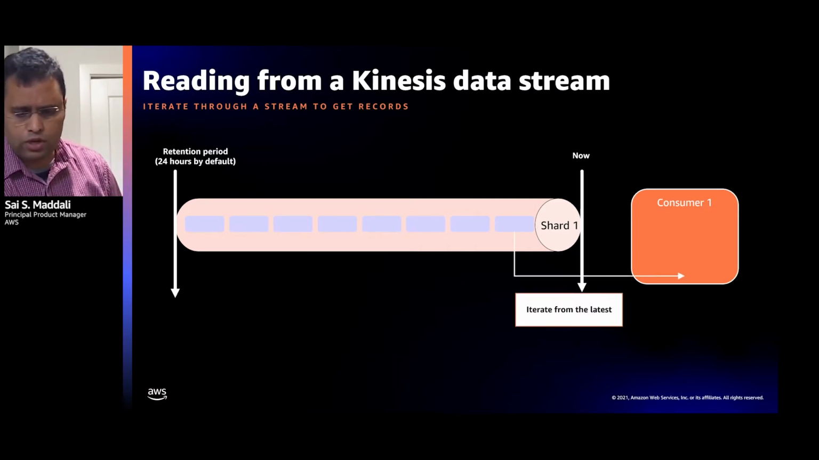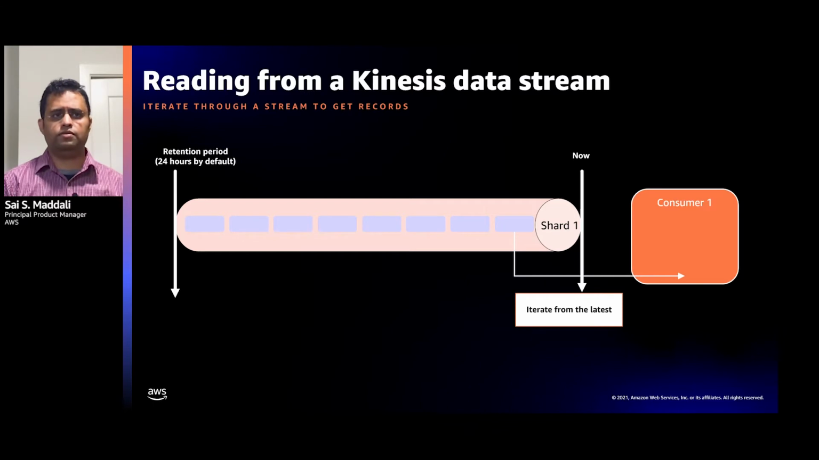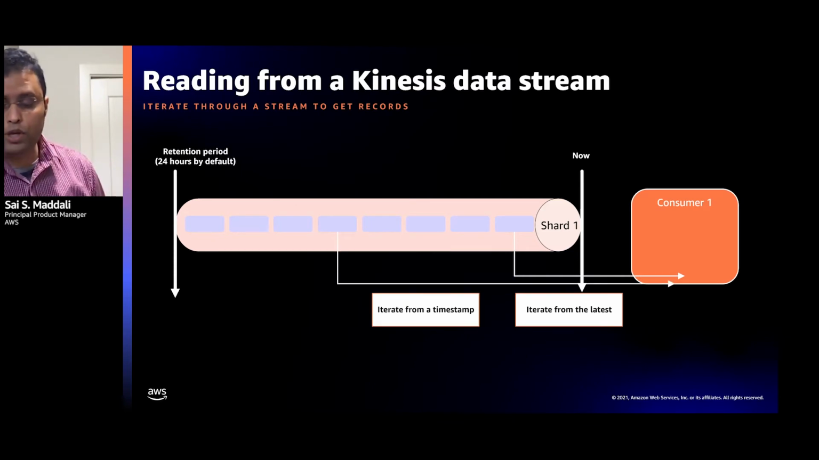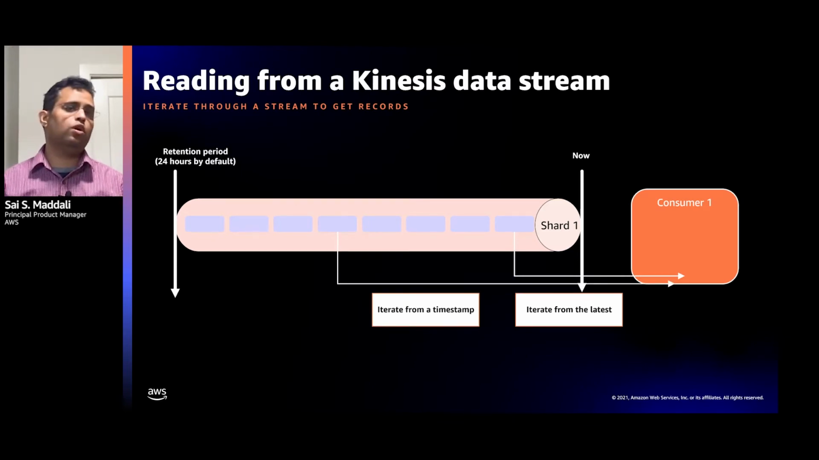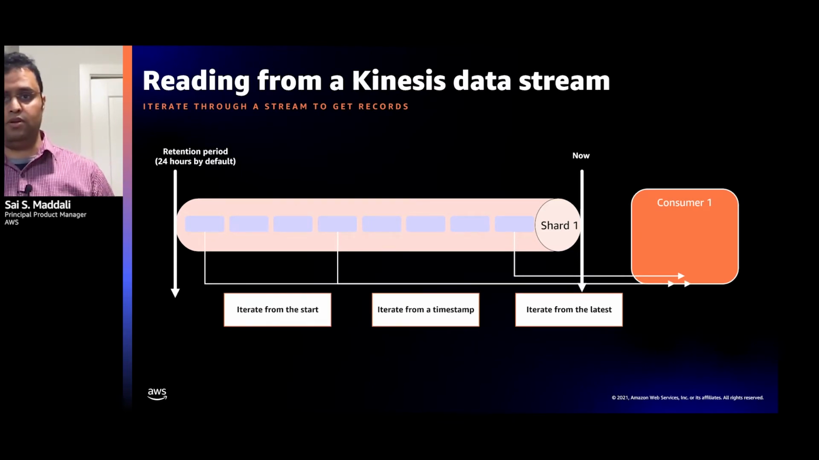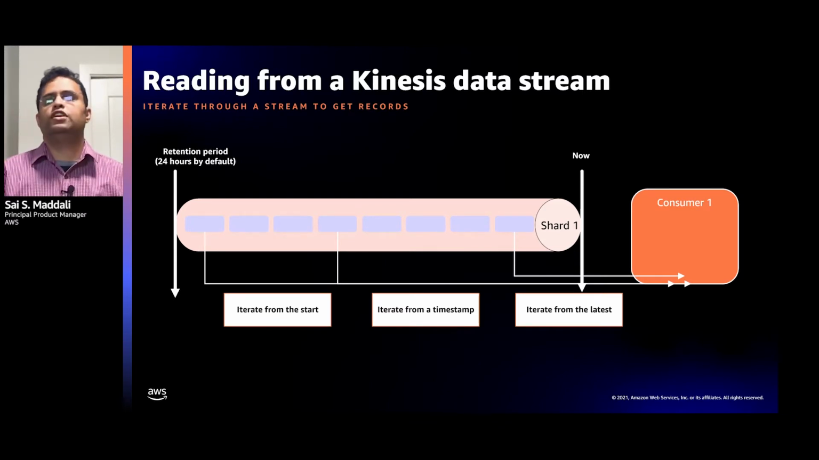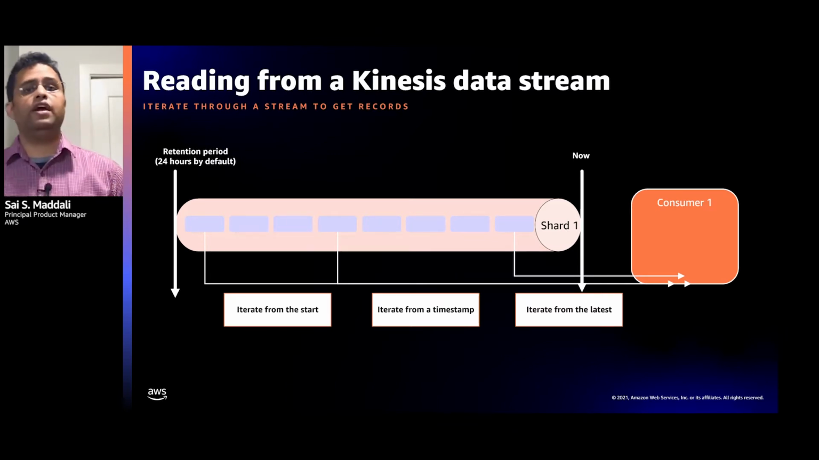To read data, you simply specify a starting point and you iterate from it. It could be the latest, which is a last record that was written to your stream, or it could be from a specific timestamp. Maybe you want to read the last 3 hours of data, or it could be from the start of the retention period. So say if you have a 30-day retention period, you are basically processing 30 days worth of data. After you specify an iterator, you simply read through all the records in the exact order in which they are actually stored in the system.